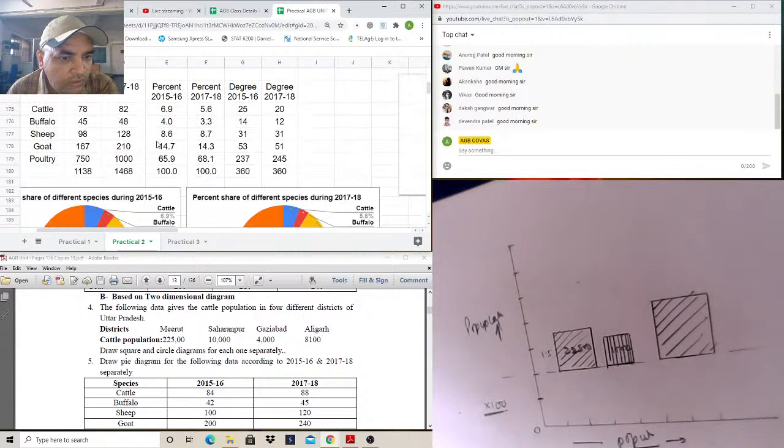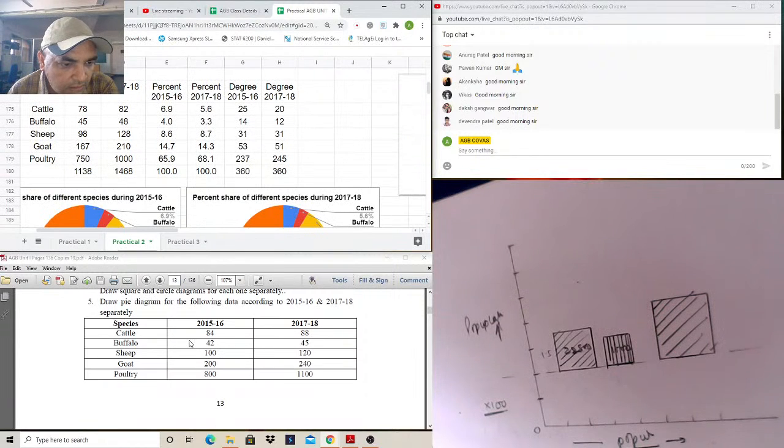Now comes the last question of this particular exercise: draw a pie diagram for the following data according to 2015-16 and 2017-18. Here I have taken 2015 and 16, and I have changed the figures for practice, and you have to make it in the practical notebook. Here it has been given that cattle is 78, buffalo 45, sheep 98, goat 167, and poultry 750. We have to make a pie diagram out of it.